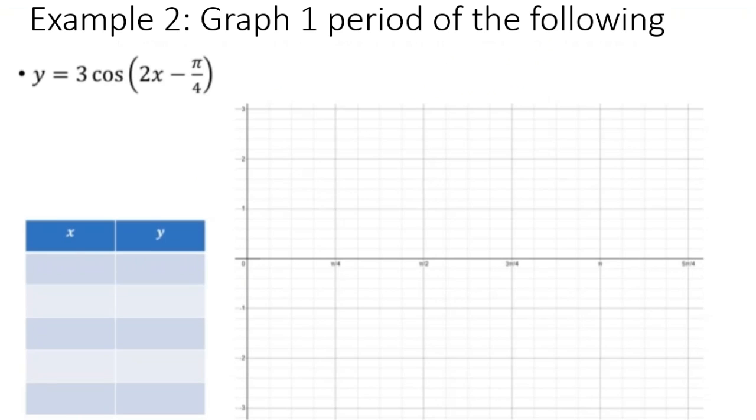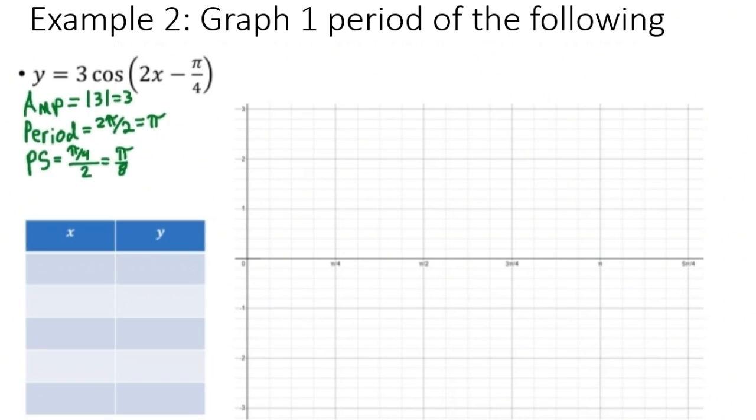Now we'll graph 2 periods of y equals 3 cosine of 2x minus pi over 4. Our first step is first we want to figure out the amplitude, the period, and the phase shift. The amplitude is the absolute value of a, and a will be 3 in this problem. So our amplitude would be the absolute value of 3, which is 3. Our period is 2 pi over b, and b is 2. So our period would be pi, and our phase shift is c divided by b. C is pi over 4, and our b is 2, which means our phase shift is pi over 8.